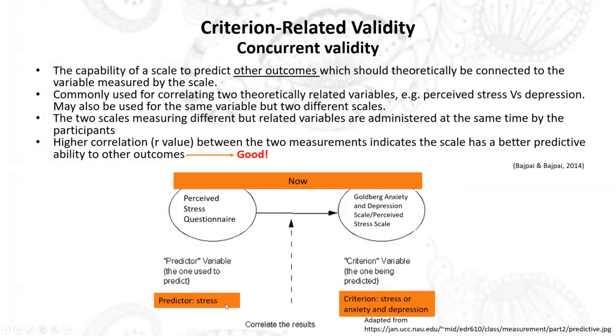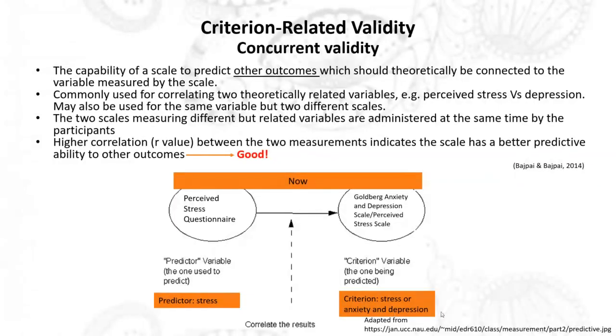So if I do it in this way, the predictor is stress. Whether my stress scale can predict something at present. And the criterion is anxiety and depression. Some researchers will use another stress scale to test the concurrent validity. But most of the time, because we want to predict something related at present, we will use other associated variables rather than the same variable. So the criterion here is anxiety and depression.